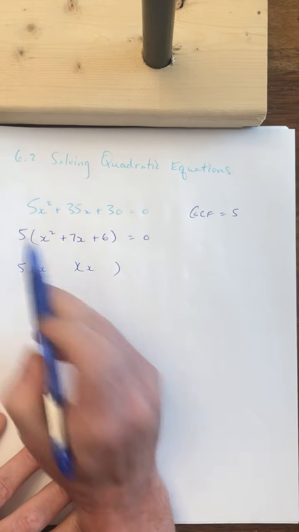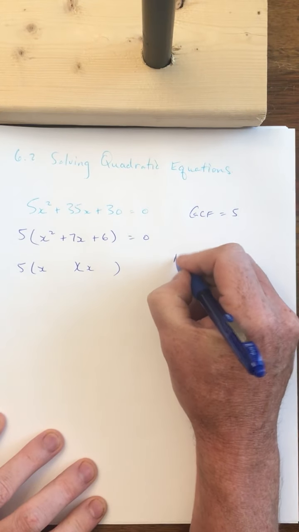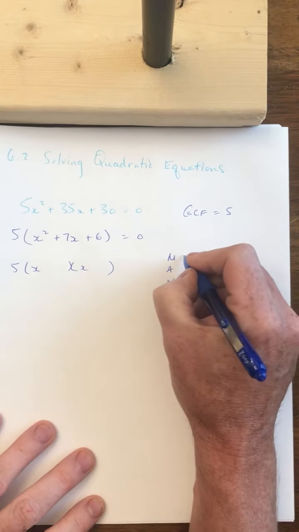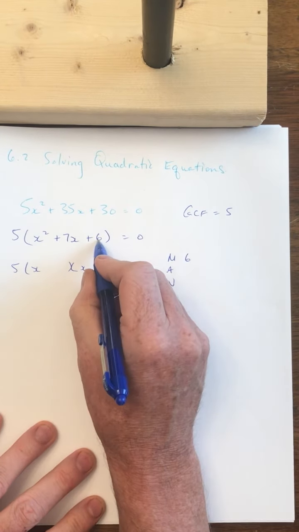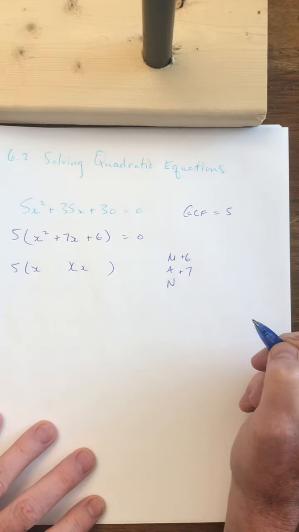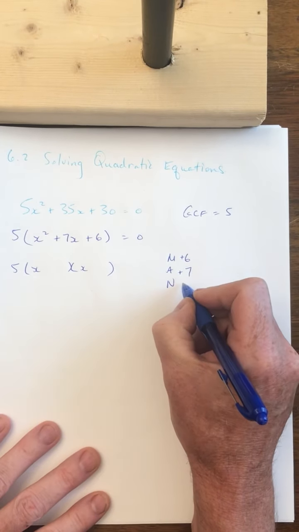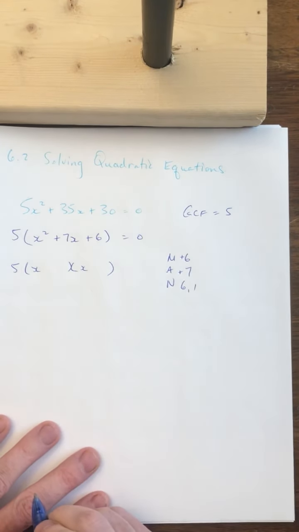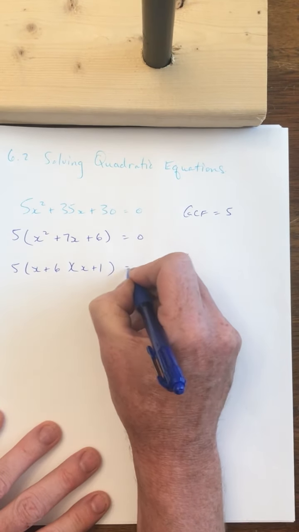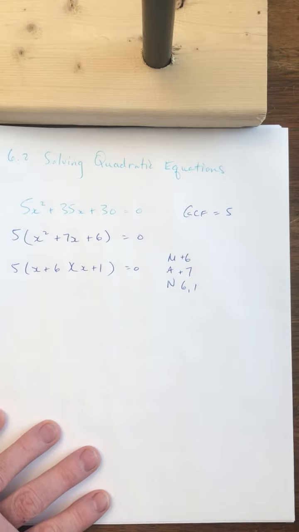Because a is equal to 1, we can "man" this out. They have to multiply together to get 6 and add together to get 7. And our numbers are going to be 6 and 1. So 6 and 1. And there we go, fully factored.